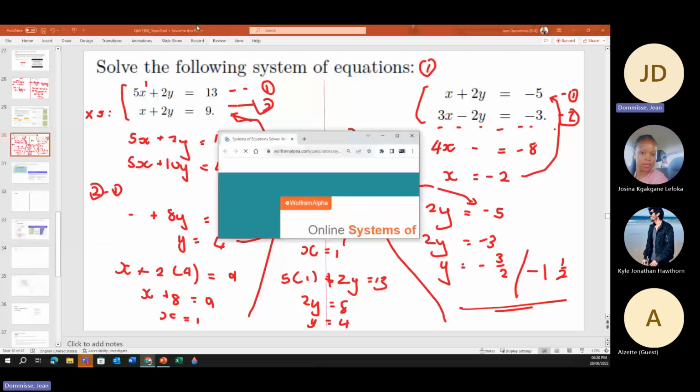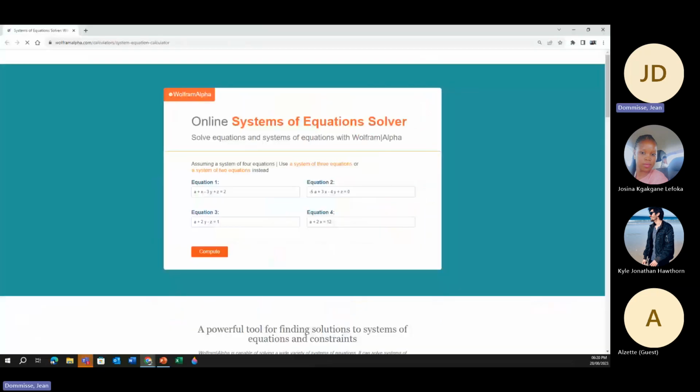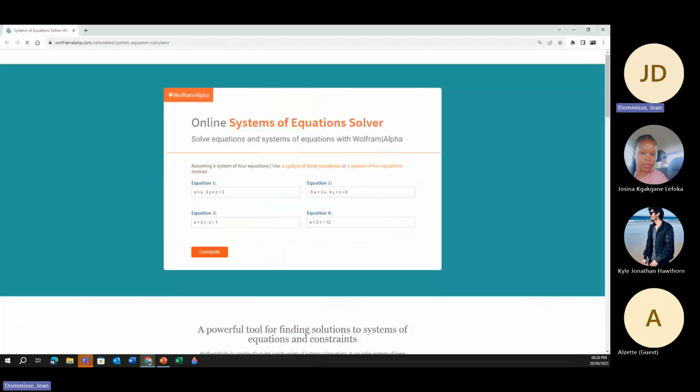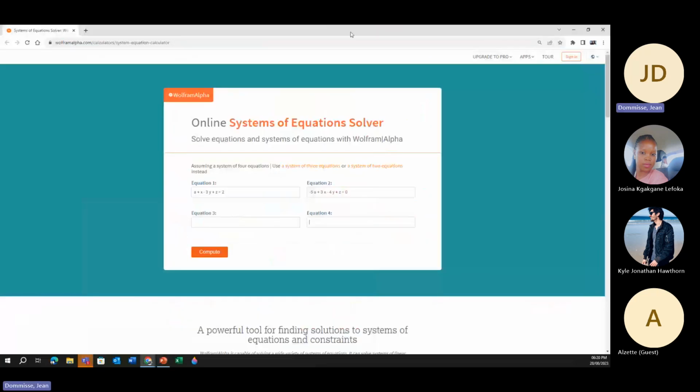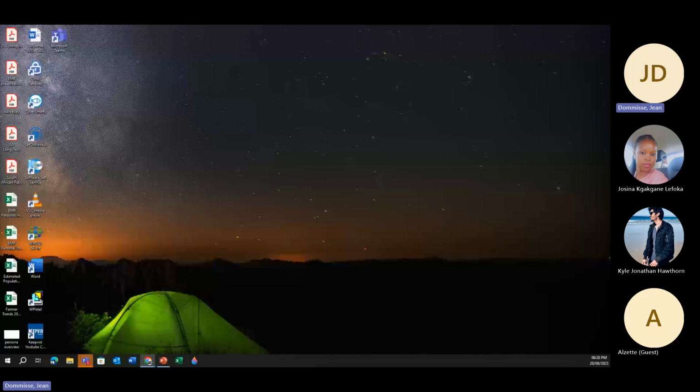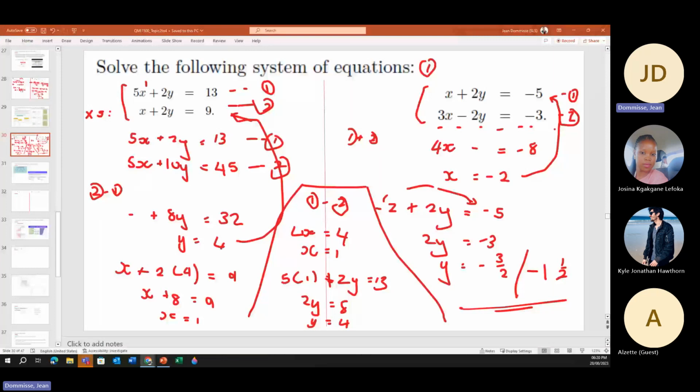So here it is. Okay, so what you can see is you can put in your equation, if there's more than one. Let's quickly check. I'm going to quickly take it to my second screen, just so that I can type in, and then I'll bring it back.